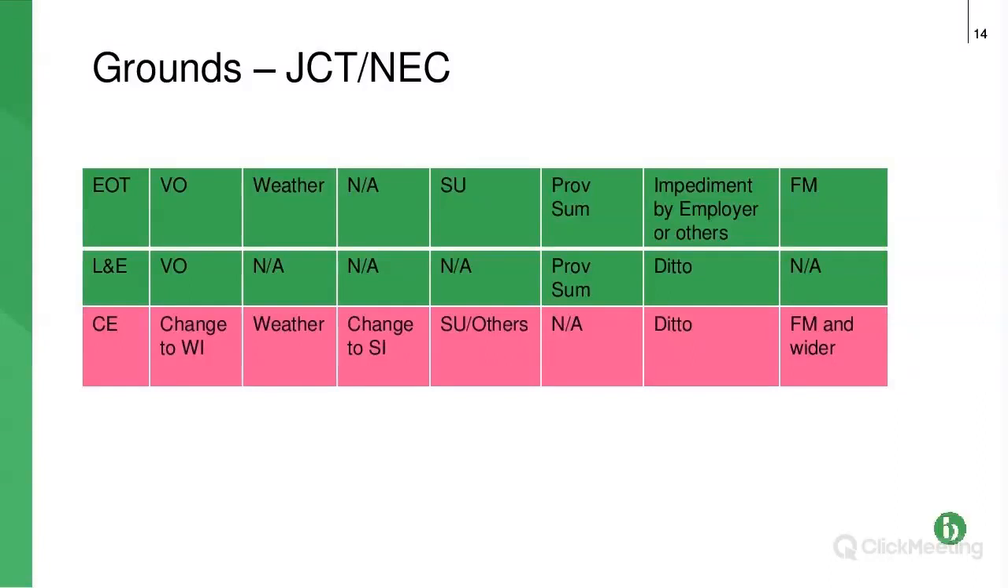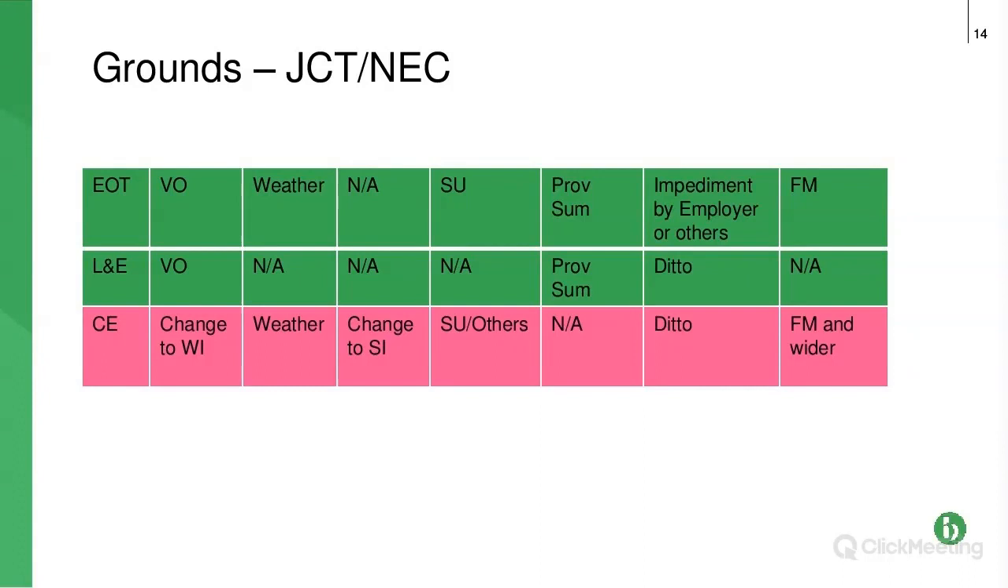Provisional sums are dealt with in JCT, but actually there's nothing in NEC for them. And if a provisional sum occurs, you get both an extension of time and your loss and expense. Ditto if there's an impediment by the employer or others engaged by the employer, you get your loss and expense. So that makes sense for both provisional sum and impediment, because they are items that are wholly within the control of the employer.